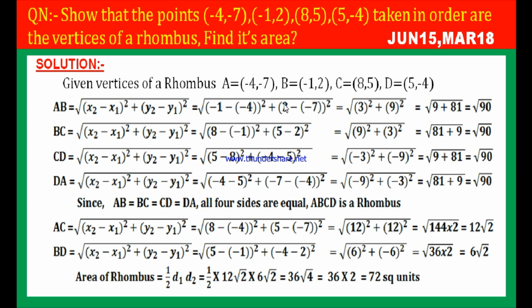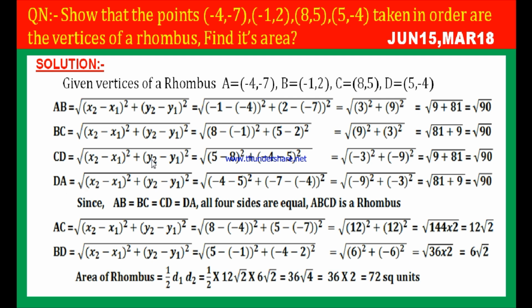Next, the length of CD. Distance, again the same formula, x2 minus x1 whole square plus y2 minus y1 whole square. The coordinates of C will be x1, y1 and the coordinates of D x2, y2. Now x2 minus x1 whole square, that is 5 minus 8 whole square, plus y2 minus y1 whole square means minus 4 minus 5 whole square. 5 minus 8 is minus 3 whole square, minus 4 minus 5 is minus 9 whole square, minus 3 whole square is plus 9, minus 9 whole square is plus 81, 9 plus 81 is again root over 90.